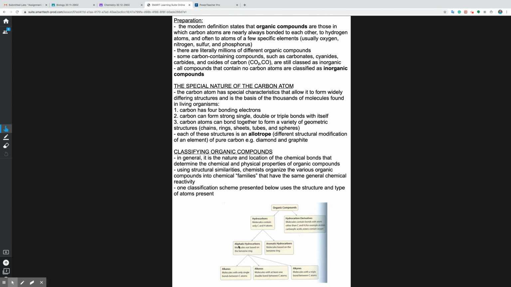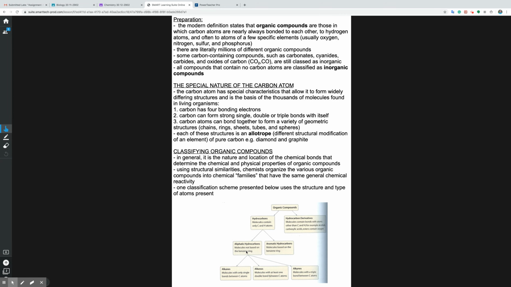Okay, from the hydrocarbons, we can split into aliphatic hydrocarbons. These do not contain a benzene ring, and we'll talk about what benzene is later. And aromatic hydrocarbons, which are based on these benzene rings. Then aliphatic can be split into alkanes, alkenes, and alkynes, which we talked about last year. The alkanes only have single bonds between carbon atoms. Alkenes will have a double bond between carbon atoms, at least one double bond, and alkynes will have a triple bond.